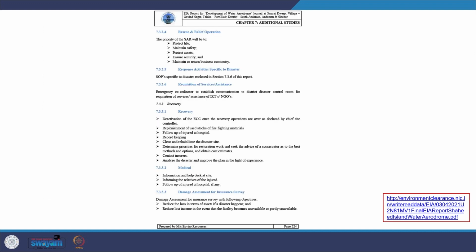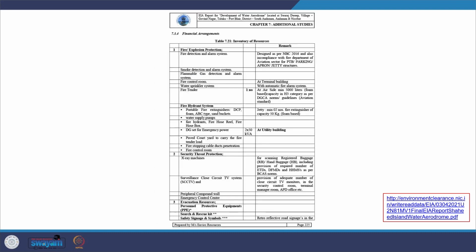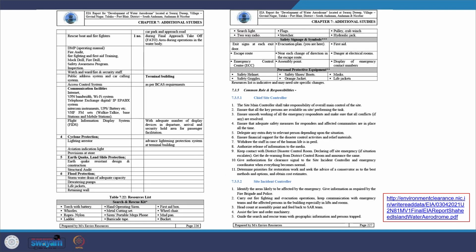And then you also see what kind of rescue and relief operation will be taking place, response activities specific to the disaster, what kind of services and support they are going to offer, what kind of recovery plan they would have, what kind of medical assistance, and what kind of insurance they would offer. All the inventory of the resources, and what kind of financial arrangements are made for all that, has been given in detail here. And what kind of common roles and responsibilities they would take, all that has been mentioned here for any kind of risk.